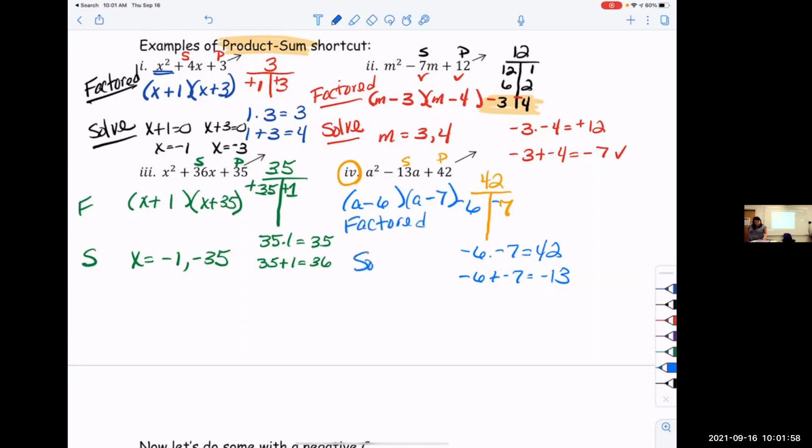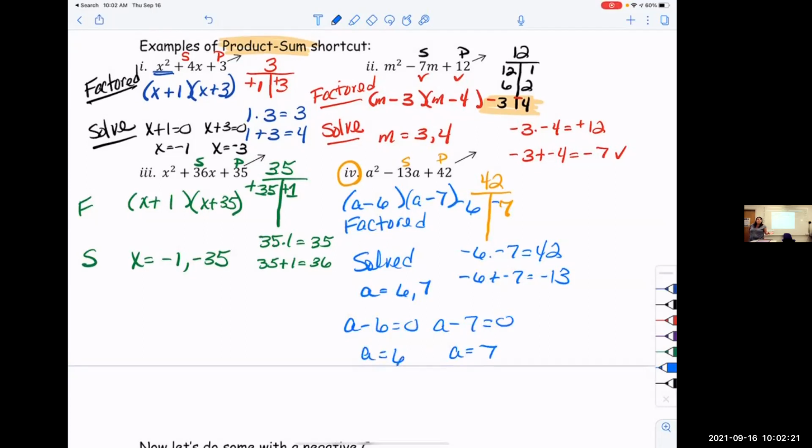What is it solved? I mean, technically, you're saying A-6 equals 0 and A-7 equals 0. So you would move it to the other side. But because all it's doing is changing the sign. Now, we will end up with some fractions in a minute, and that's a little bit different, but it's still pretty easy to do in your head. I'll show you.